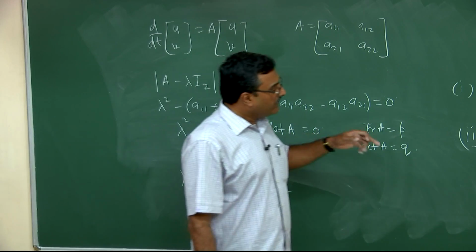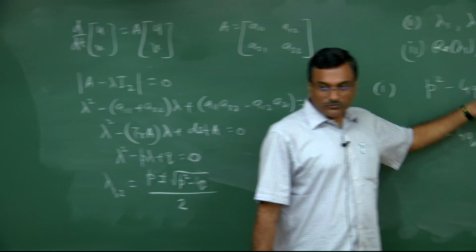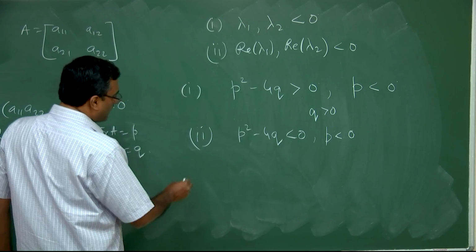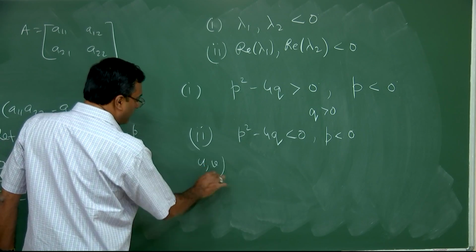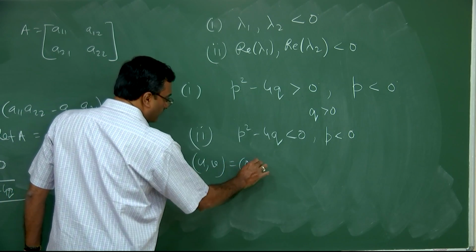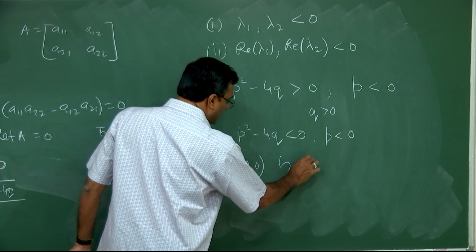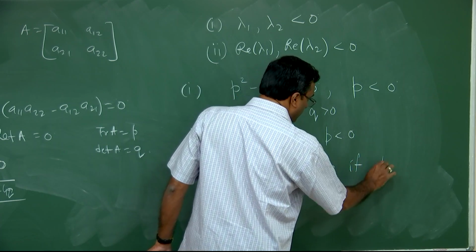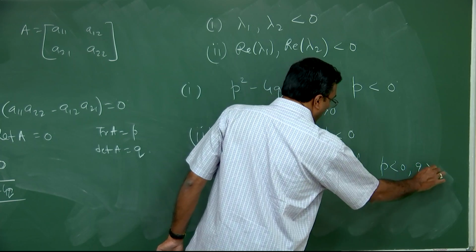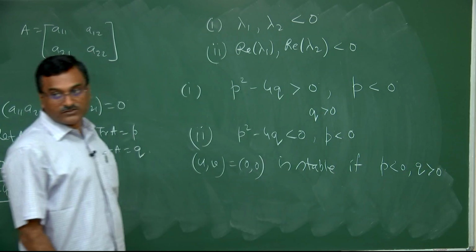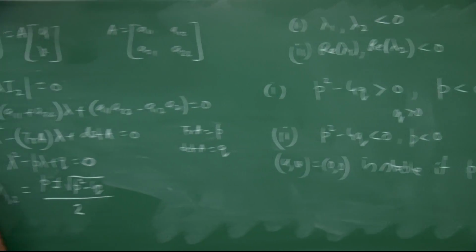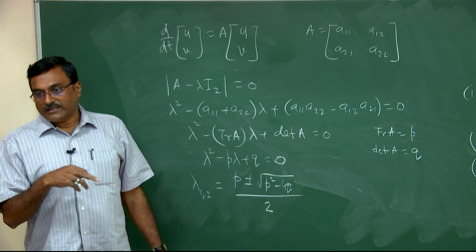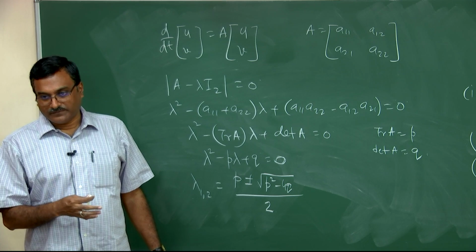So therefore if we combine these two conditions, then we can say that (u, v) equal to (0, 0) is stable if p less than 0 and q greater than 0. If any one of these two conditions is violated, then you will have that equilibrium point which is unstable.